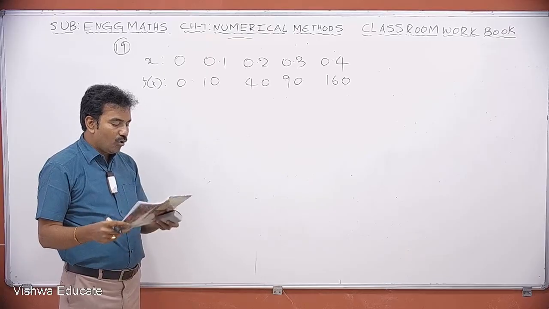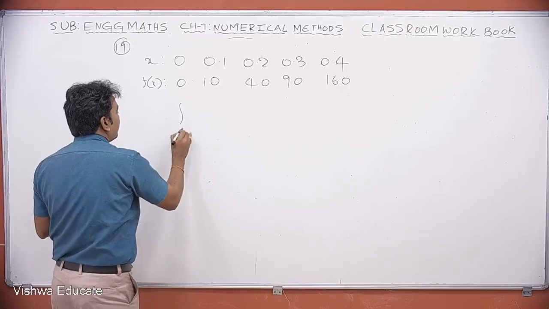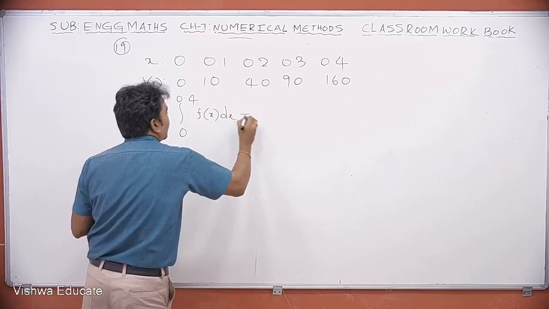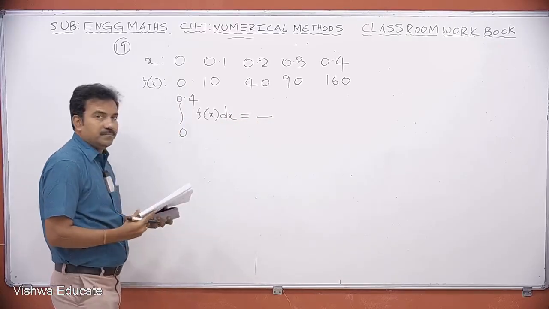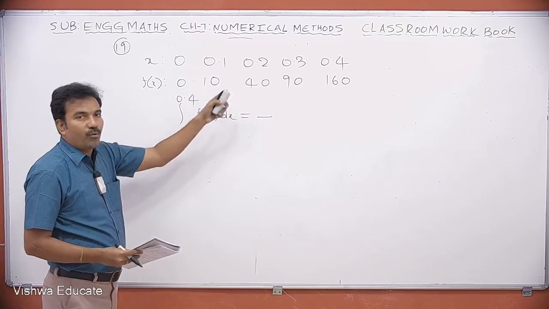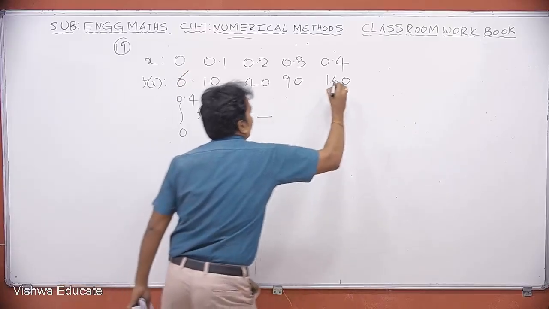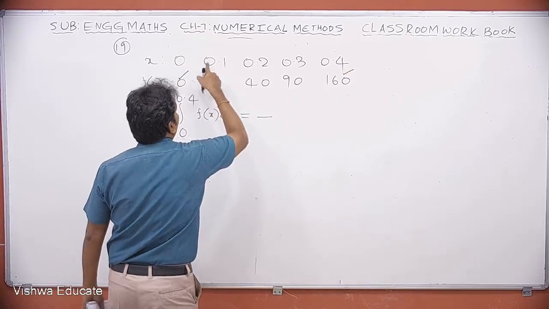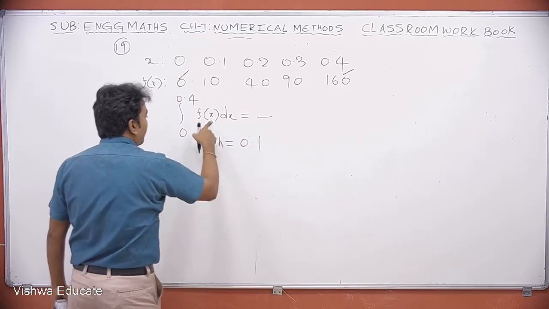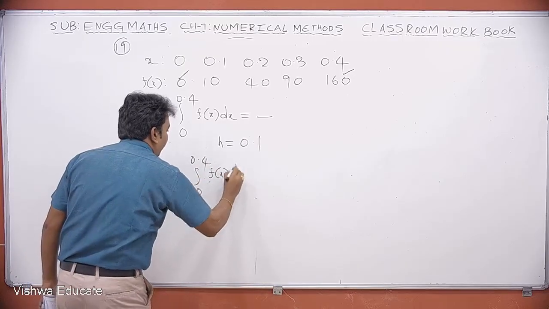Using trapezoidal rule with a step size of 0.1, the value of integral 0 to 0.4 f of x dx is, it's a numerical question. So 5 values of x are given, corresponding y values are given. This is y naught, starting value, this is last value. The difference between consecutive x values is 0.1. So h value is 0.1. Therefore, this value is integral 0 to 0.4 f of x dx.